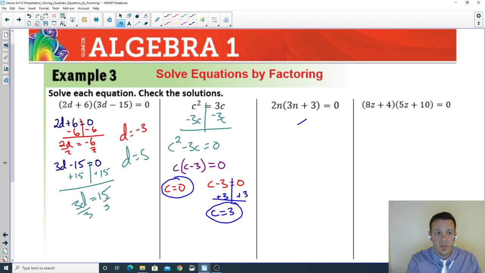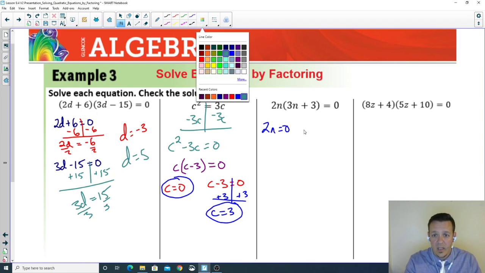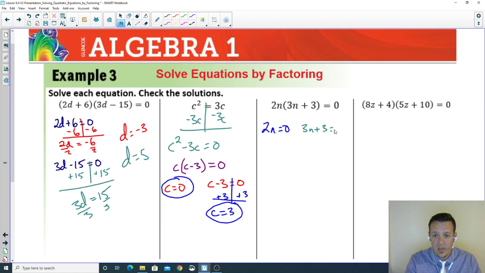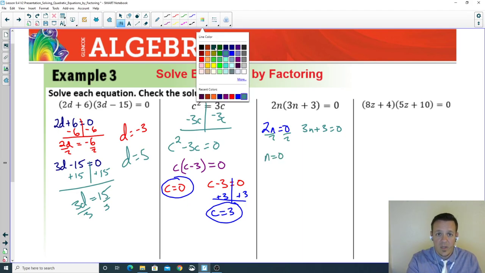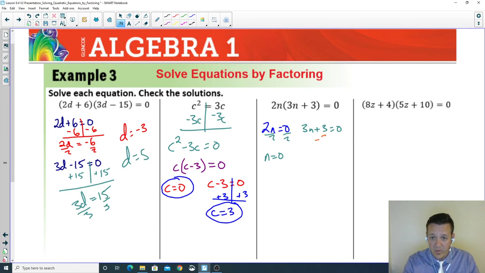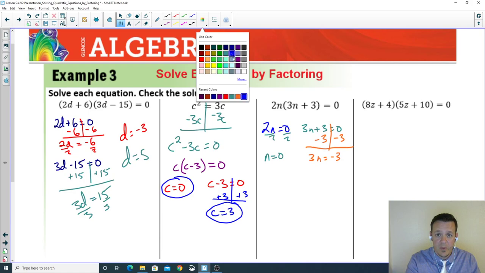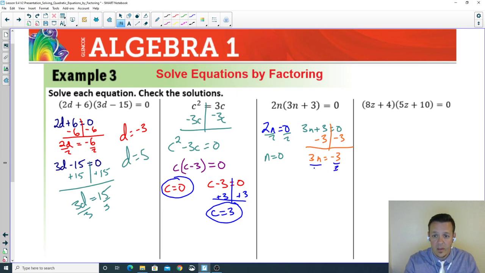Okay, the next one here is already split up for you. So you have your a value and your b. So this is going to be 2n equals 0. And it's also going to be 3n plus 3 equals 0. Now this one's simple because if you divide by 2, it doesn't matter. It's still 0. So n equals 0. Nice. The other one on this side, on the right, you got to subtract 3 from both sides. And then you'd have 3n equals negative 3. And then you do your last step, which would be, of course, divide by 3. And that'd be a negative 1. Alright, so there's your two answers there.